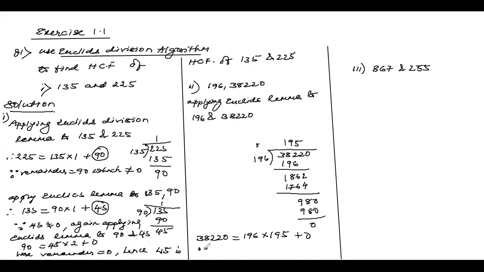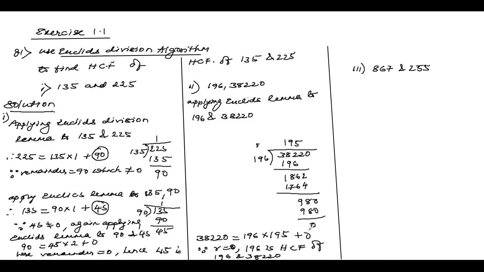So since remainder equals 0, R equals 0, I can say 196 is the HCF of the two numbers, of 196 and 38220. Got it? I need not do it again and again. I got it here itself in the first step itself, by applying Euclid's lemma to 196. Euclid's lemma was the division, beta.